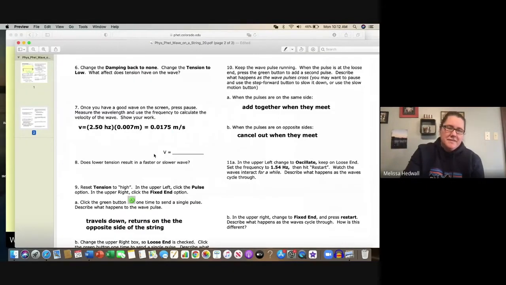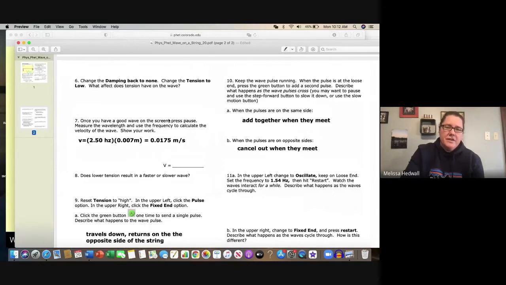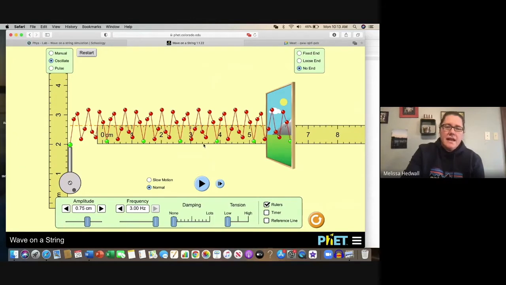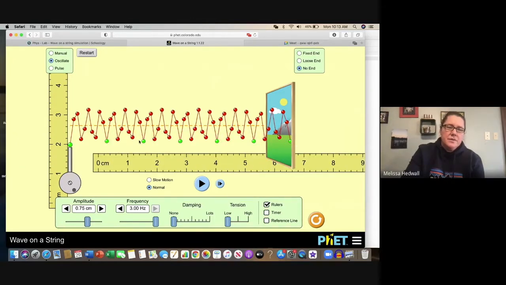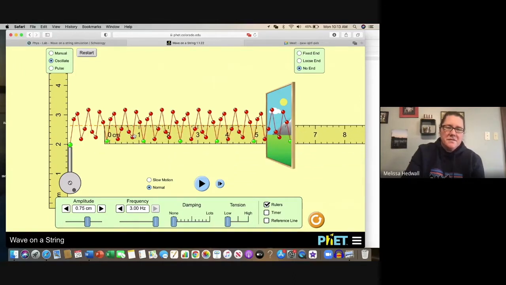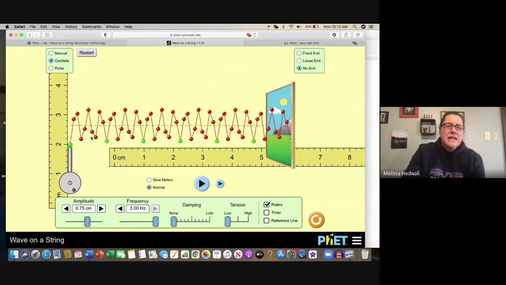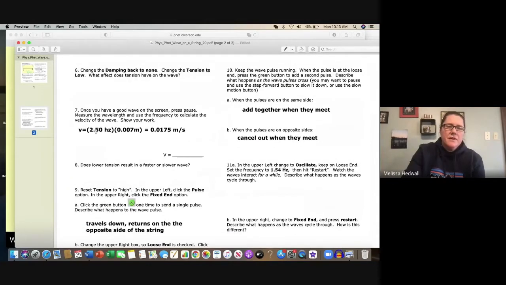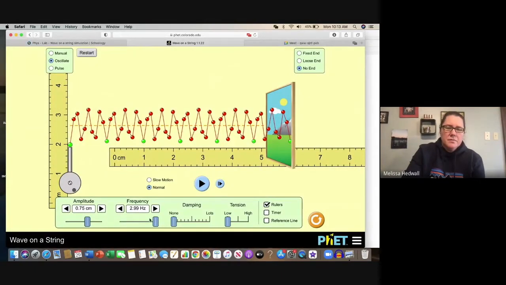So then it says, once you have a good wave on the screen, press pause, measure the wavelength, and use the frequency to calculate the velocity of the wave, show your work. So if we bring our rulers back, it's kind of goofy to measure because there's so many lines, but we'll pick this one here. We'll go from here to here. It ends up being right at about 0.7 centimeters. It's sort of between that 6 and 8 there. So it's not even a full centimeter. And when we go back and we calculate it, we have 2.50 hertz. Oh, was I on that? Nope. Let's move it back to here.